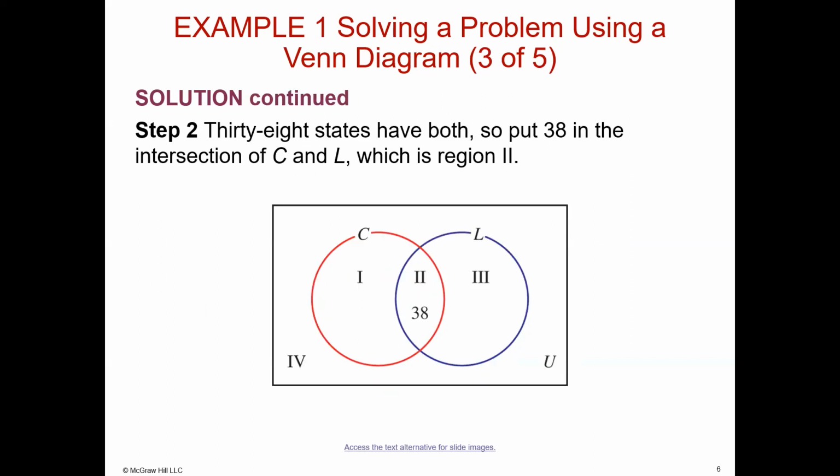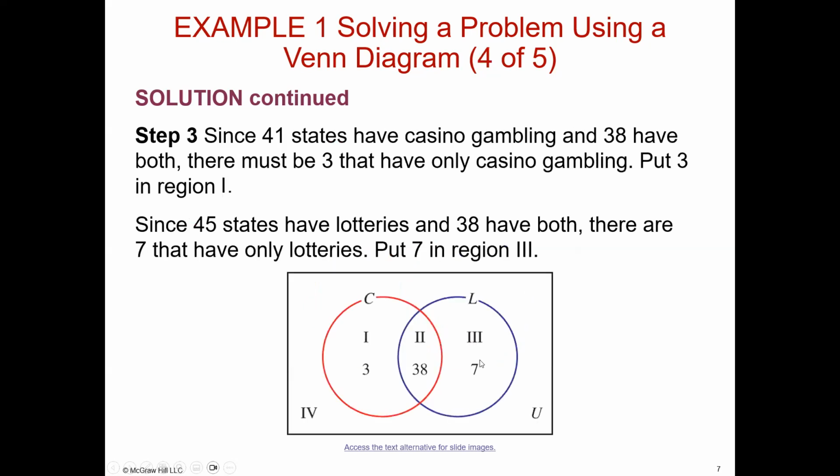Of the 45 states that have lotteries, 38 of them have what? Have both. Do you agree? Yes. So what's 45 minus 38? 7. 45 minus 38 would be 7 states that have only what? Lotteries. Does that make sense? Okay. Very important there.